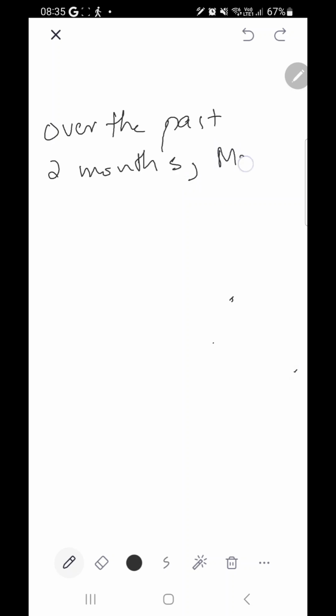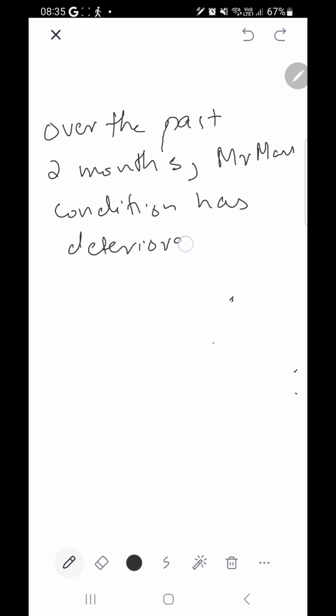So we can write it down, let's say, about the past 3 months or the past, let's say, 2 months. Put comma. Mr. Mark condition has deteriorated. When we use this time clause first, we'll put comma. But if we write in flip order, let's say Mr. Mark condition has deteriorated over the past 3 months or 2 months, there is no comma.